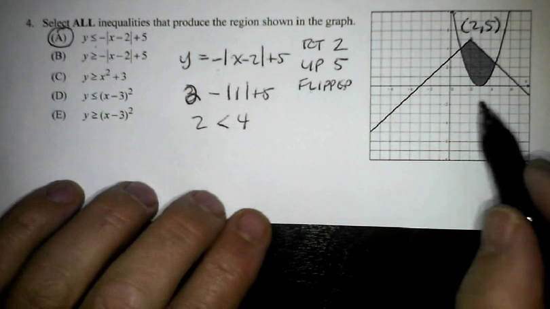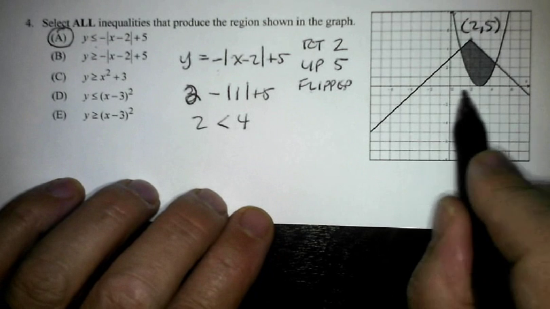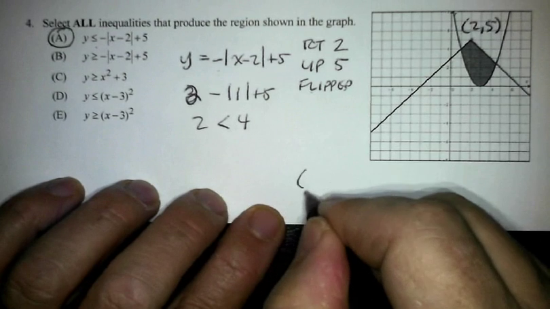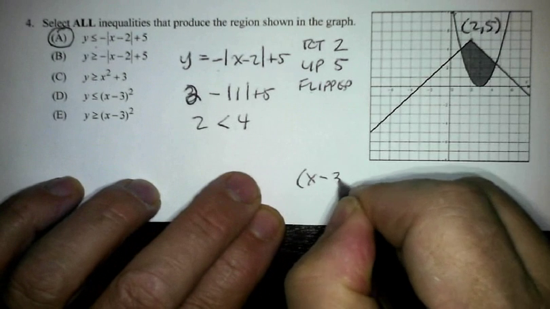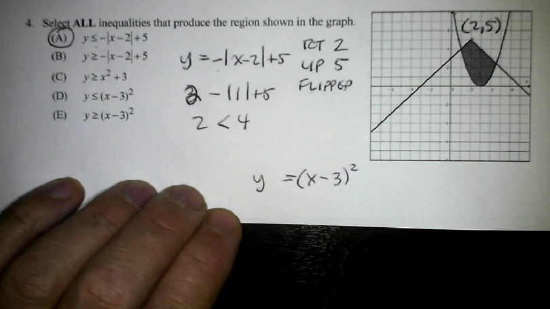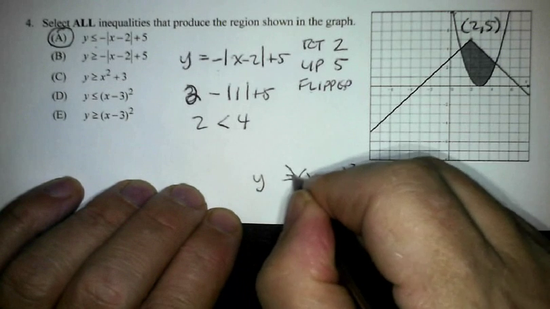Okay, let's look at the parabola. The parabola is sitting on the x-axis, so it's only shifted left or right. It's shifted to the right 3. So if it's right 3 and it's right side up, it's x minus 3 squared. That's the equation of my graph. It's shaded above it, so it should be a greater than.